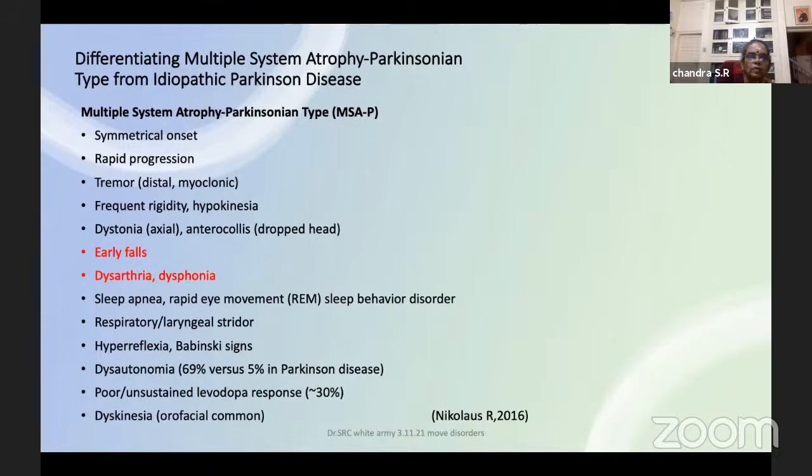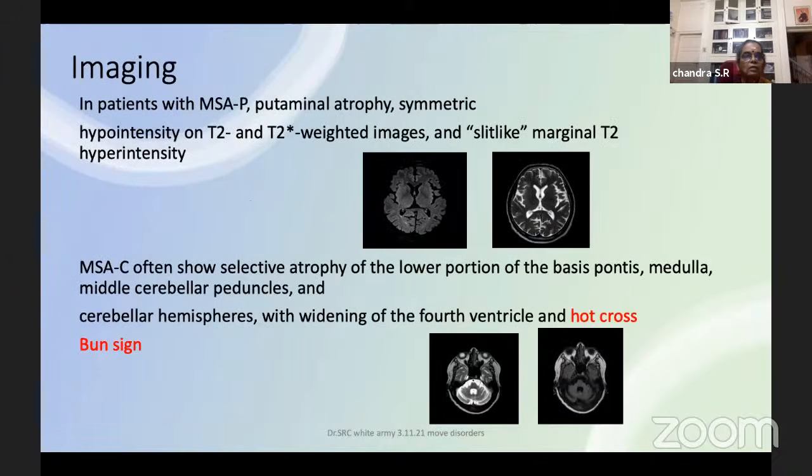This also you will get, like the UPDRS scores. This is all from the textbook, so I am not elaborating. You can just read. After you have finished the basic understanding, you can go through this. And on imaging, mainly remember the hot cross bun sign and the striatal sign.